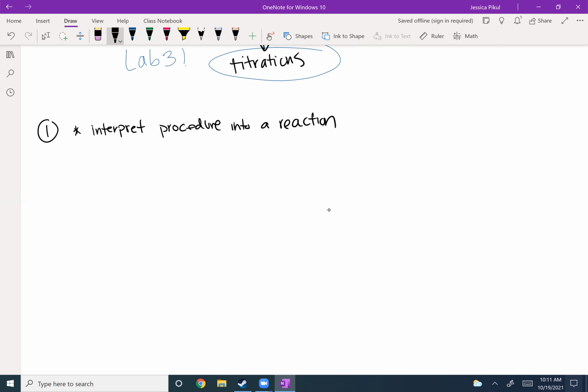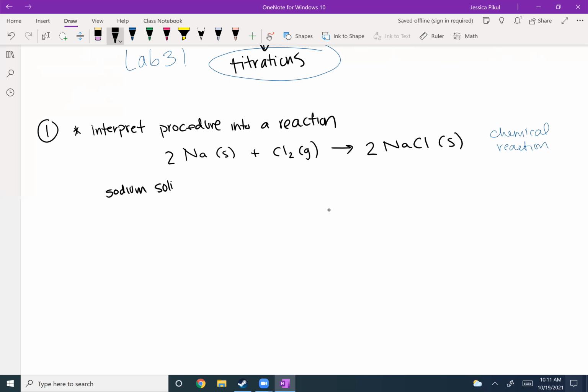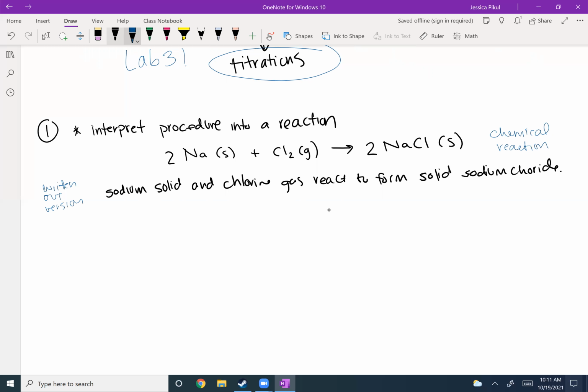So for something like sodium solid plus chlorine gas to sodium chloride solid, here's the chemical reaction. And the plain English version of this is sodium solid and chlorine gas react to form solid sodium chloride. And you could write that in a longer or a briefer way. So that takes a little bit of practice.